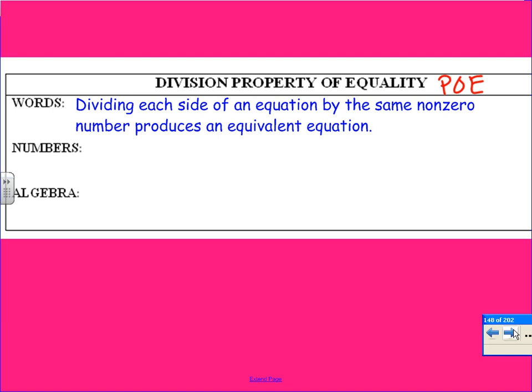So dividing the same side. Oh, I'm sorry, yeah. Right, you guys can write what's up there or you can change it. It's up to you. Remember, don't worry about the definitions because we already wrote those down. So dividing each side of an equation by the same non-zero number produces an equivalent equation.